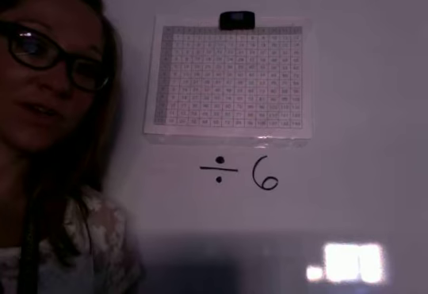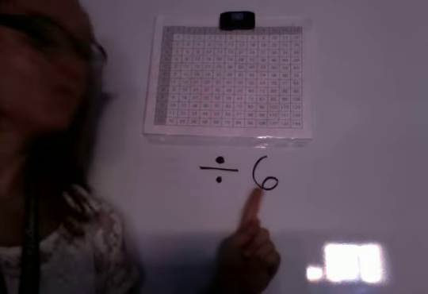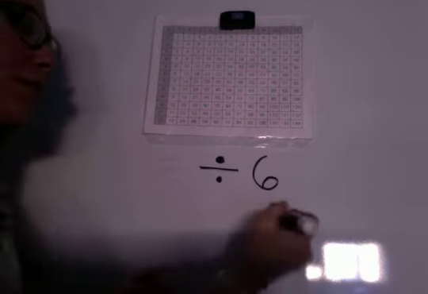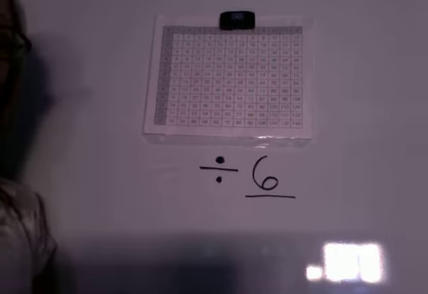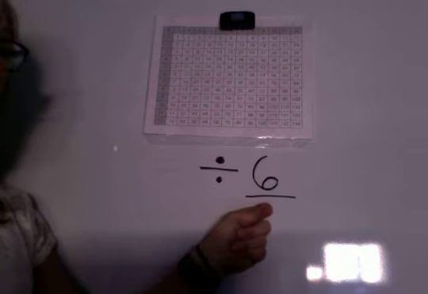Today what we are going to do is work on dividing by 6. Since we're going to be working on dividing by 6, that means 6 is going to be our second number, that divisor. So we are going to be making 6 groups of everything today. So we're dividing by 6.